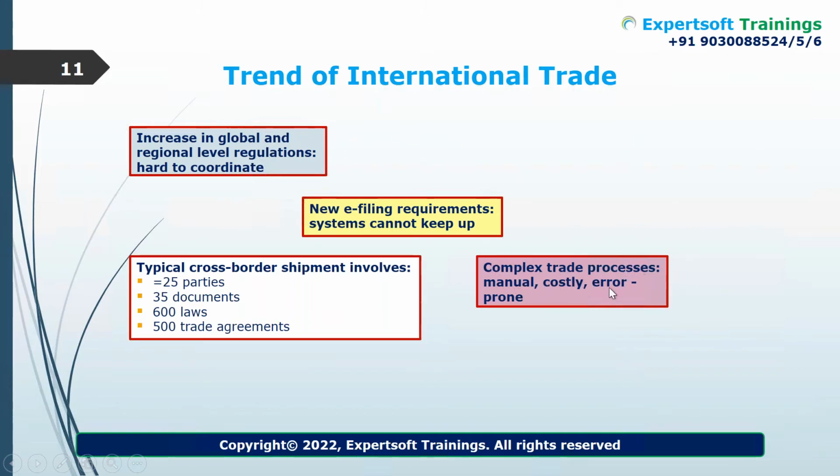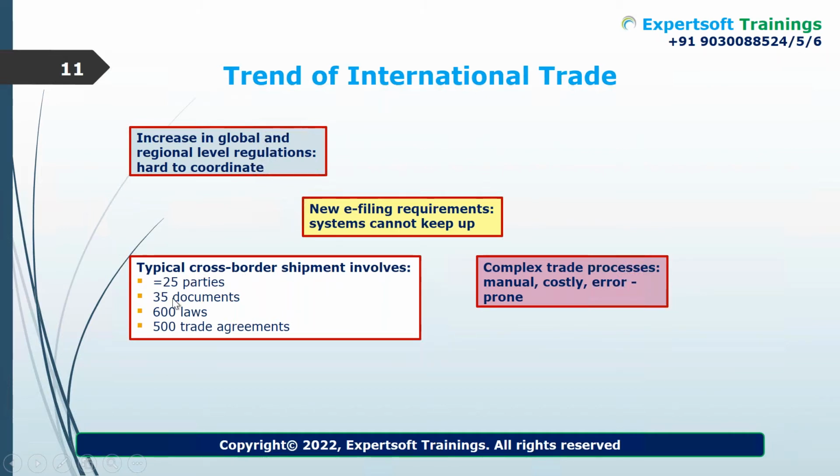Then complex trade process is manual, costly, and error prone. I mean, yes, if you're doing everything manually, a manual activity is prone to errors, right? A lot of errors, and you may end up paying a lot of fines just for negligence over small data, right? That's where your broker comes into the picture. You will not be confident enough to send the data, so you send it to the broker. He can manage it from his end. So that is one more thing.